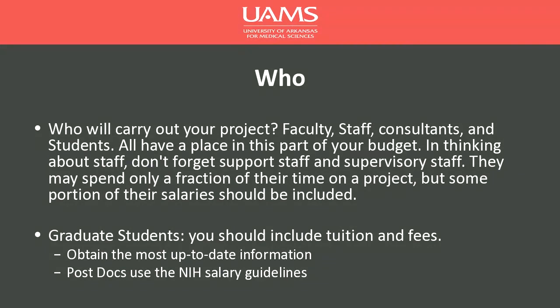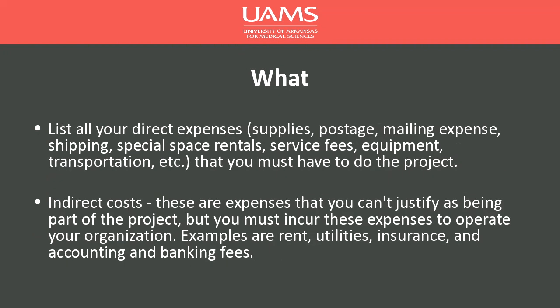What should be included in the budget? You should list all your direct expenses: supplies, postage, mailing expense, shipping. A lot of times some work is done off campus. If you have to rent space, that can also be included as a direct cost. All those kind of items need to be looked at and talked about when you're developing the budget as well.